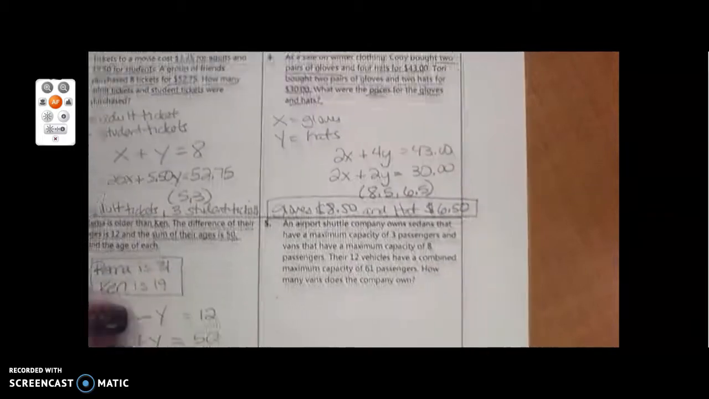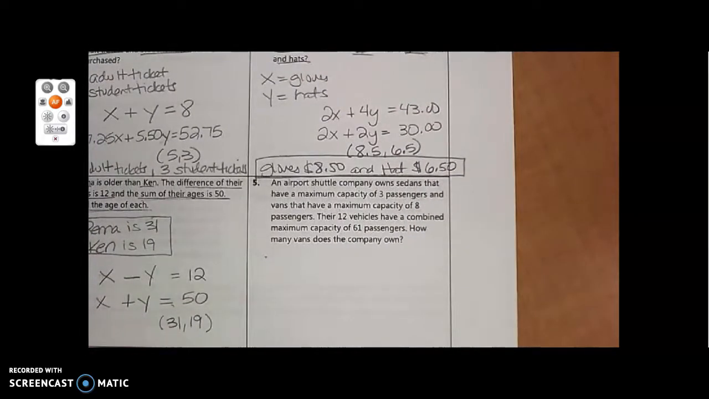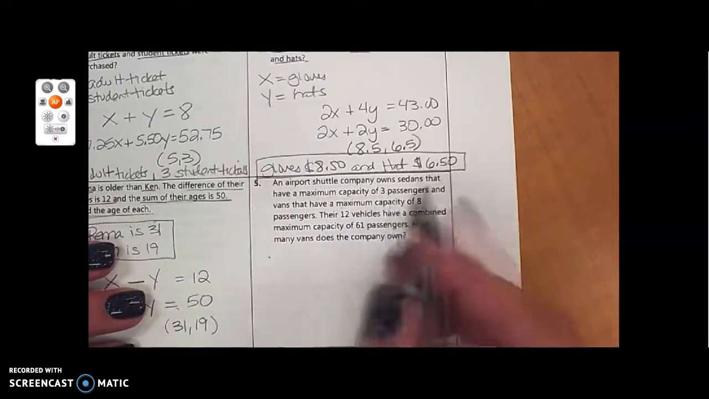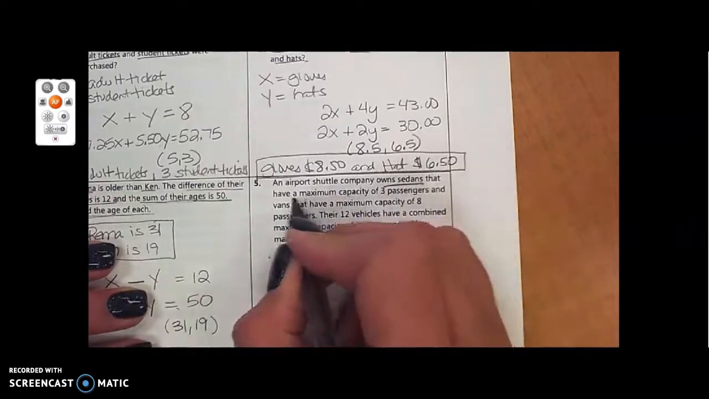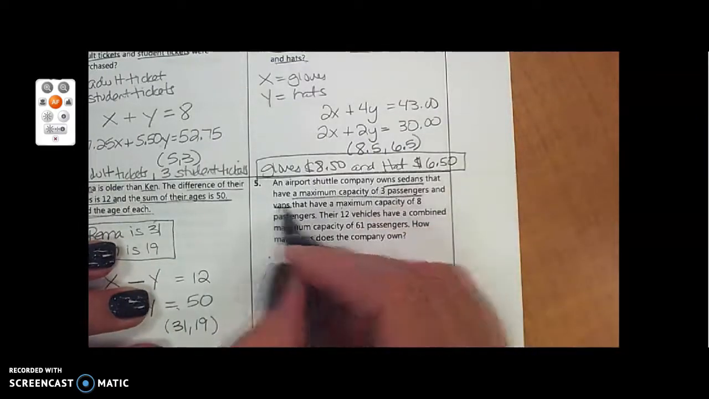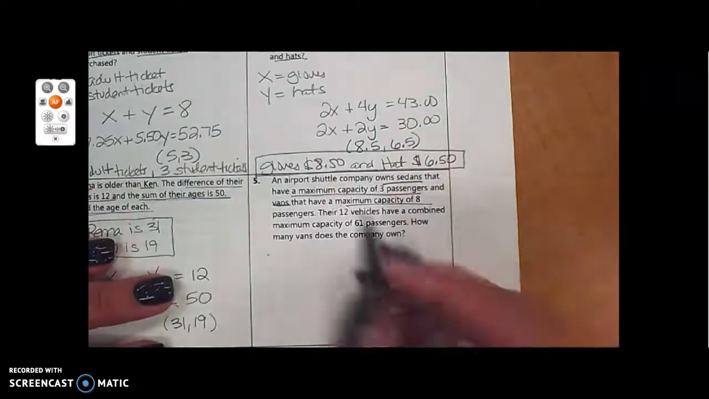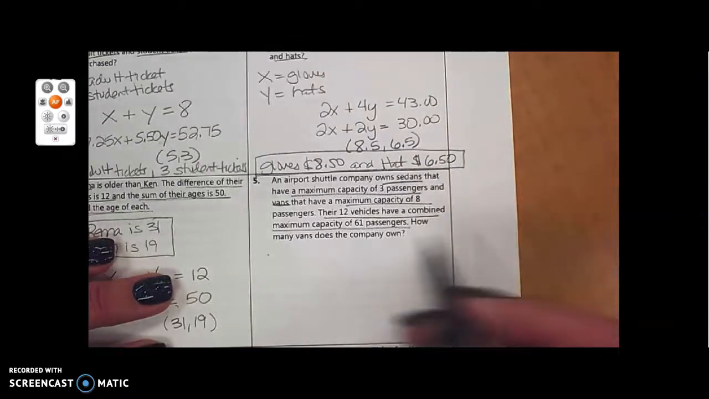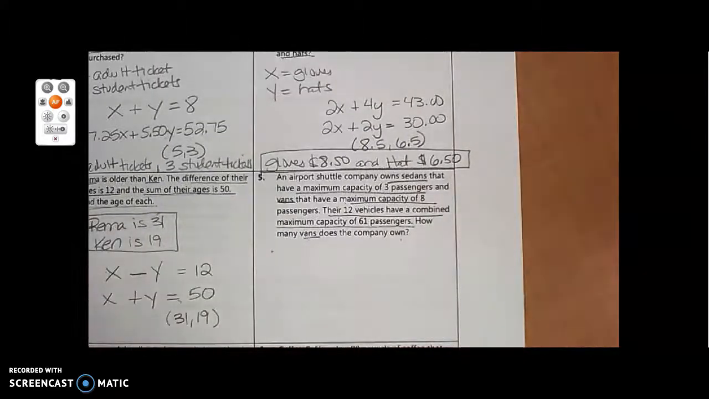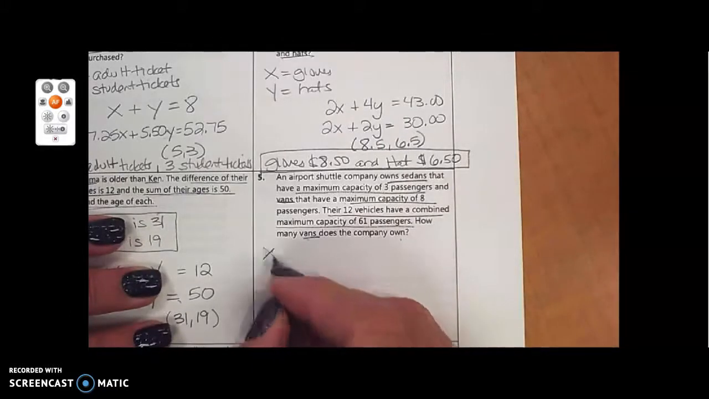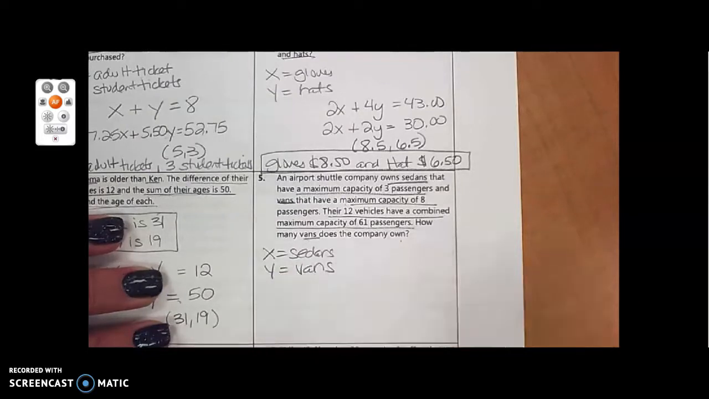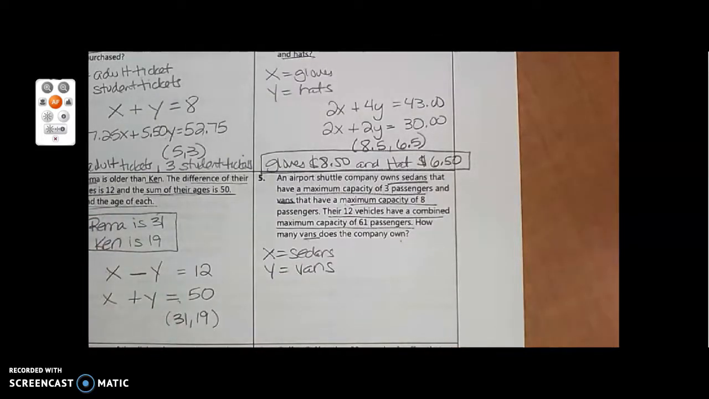All right, let's try one more before we run out of time. Number 5, an airport shuttle company owns sedans and vans. The sedans have a maximum capacity of 3 passengers, and the vans can carry 8. Their 12 vehicles have a combined maximum capacity of 61. How many vans does the company own? All right, so we're going to say X is sedans and Y is vans. Remember, they only want to know how many vans they have, but we need to set up the system to figure this out.